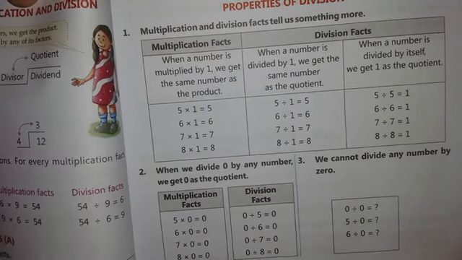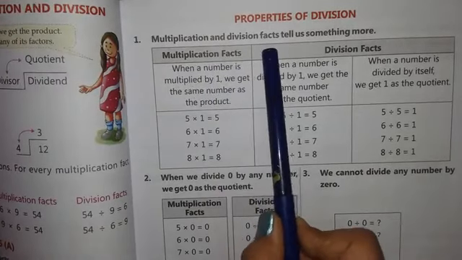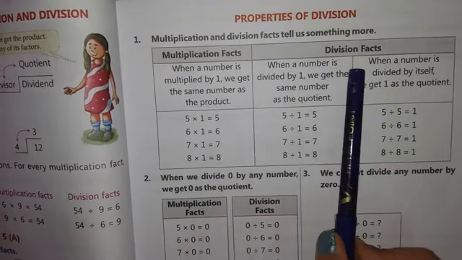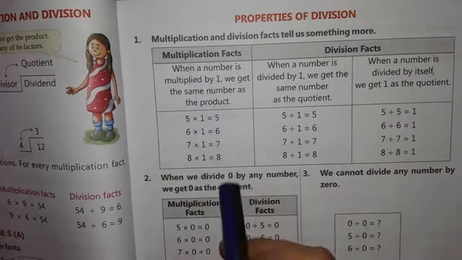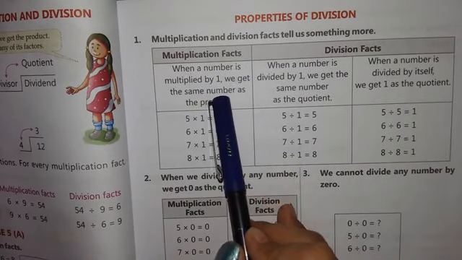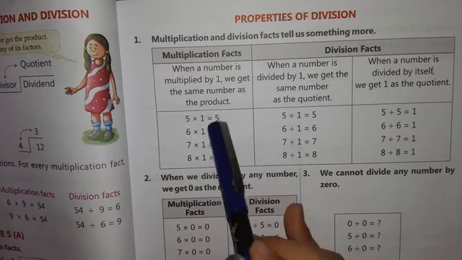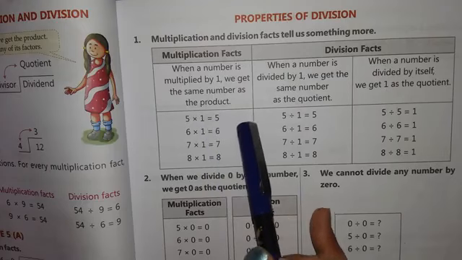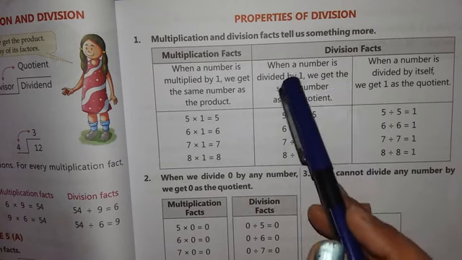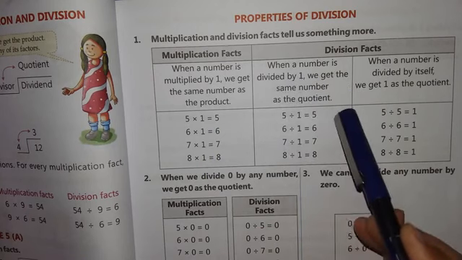Next topic is properties of division. Multiplication and division facts tell us something more. Here are multiplication facts and here are division facts. Multiplication facts tell us that when a number is multiplied by 1, we get the same number as the product. As you know, when we multiply 1 with any number, we get the same number. On the other hand, when a number is divided by 1, we get the same number as the quotient.